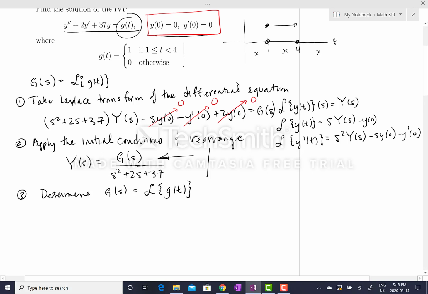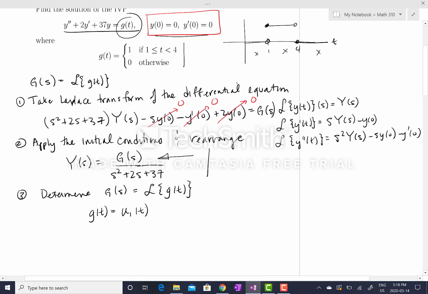In order to do that, I want to write g of t as some combination of unit step functions, because I know what the Laplace transform of the unit step function is. So I'm going to do that. I'm going to write g of t is equal to u1 of t.